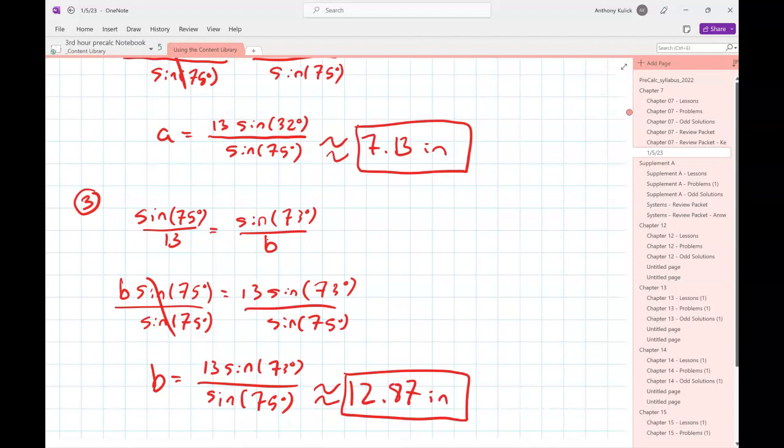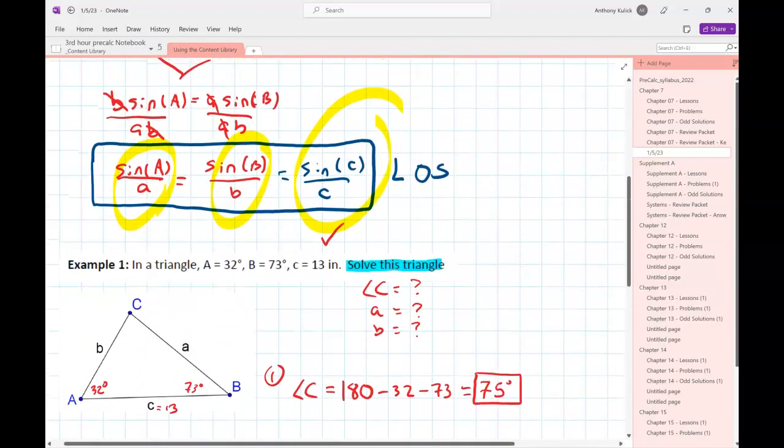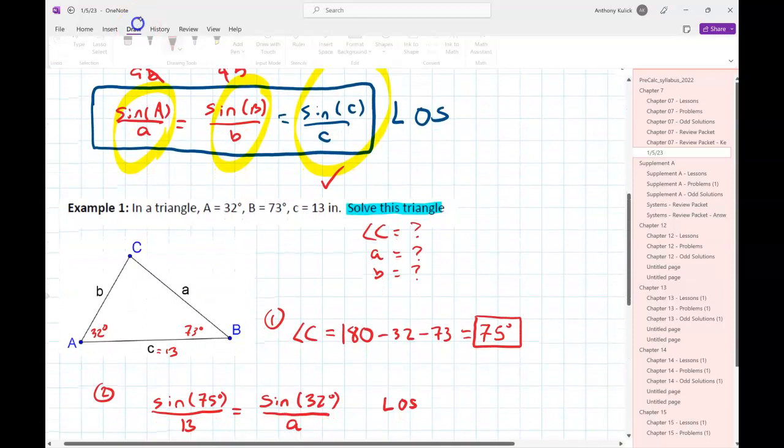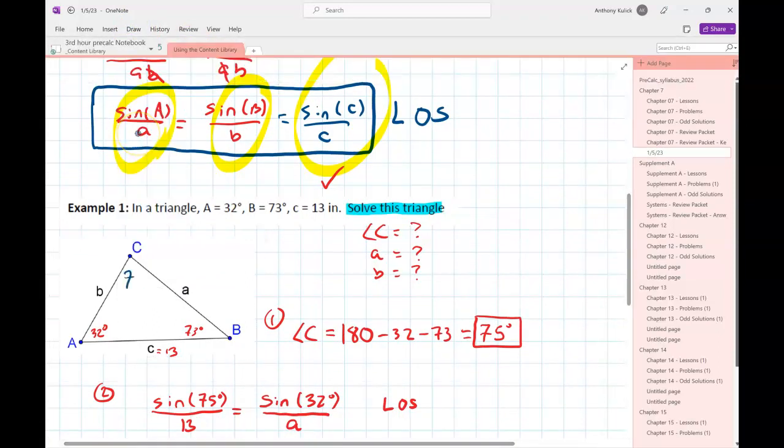Kind of. Here's the best we can do check-wise. We know that this is, use a different color. That's 75. This is 1287. And this was 713, right?